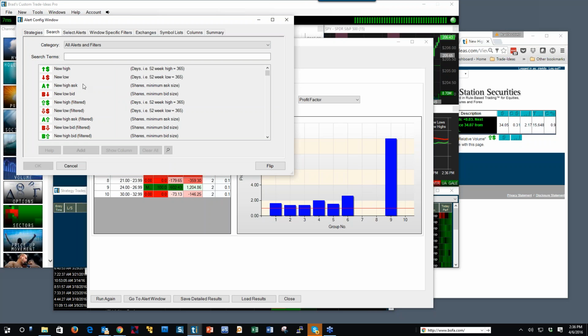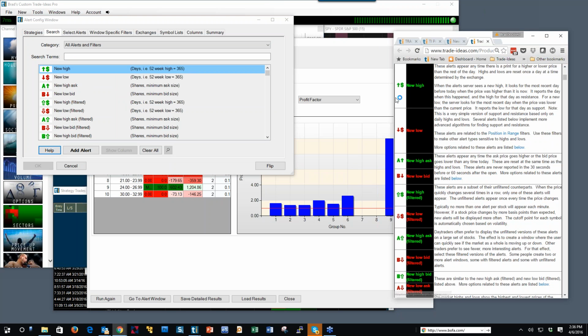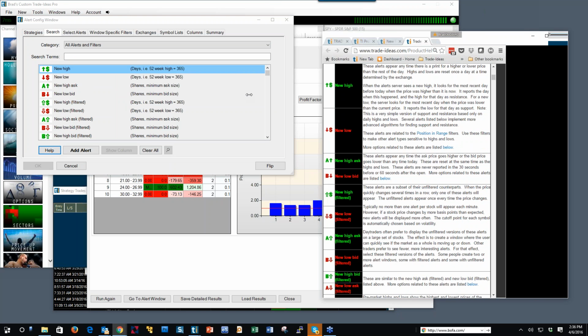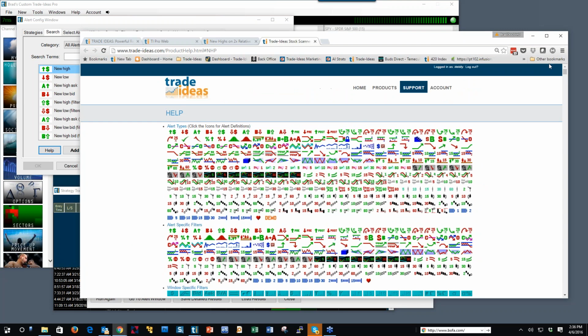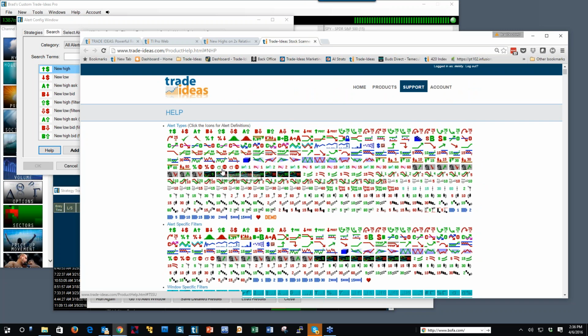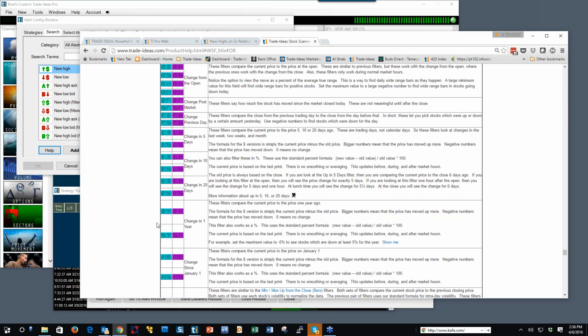Let's say you want to find, well, just go to new high. Here's the best way to do it. Go to new high and select help. It's going to launch your browser, and this page right here, which can be intimidating to some, really is the master document on the software, on the definition of the various alerts and filters. So if you want to know what this change from the open and bars means, you just click here and it'll tell you that. Everything's hyperlinked right there.